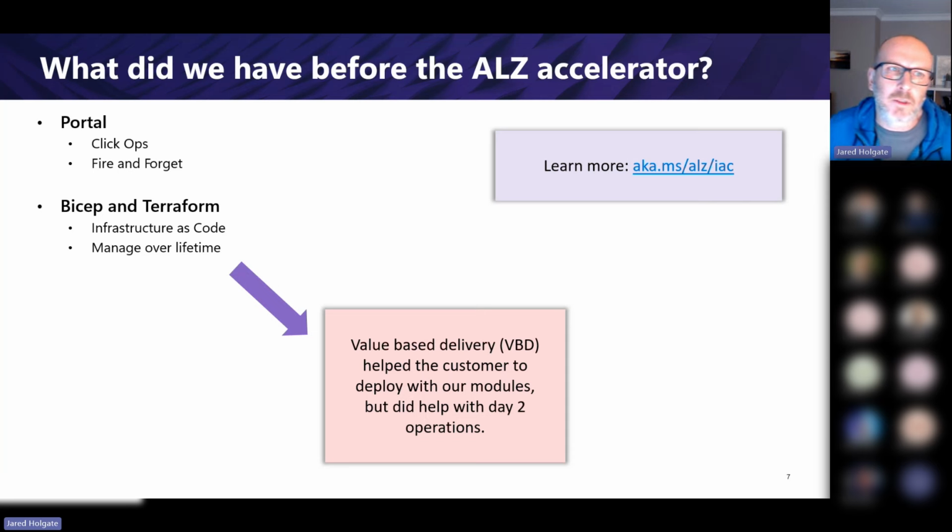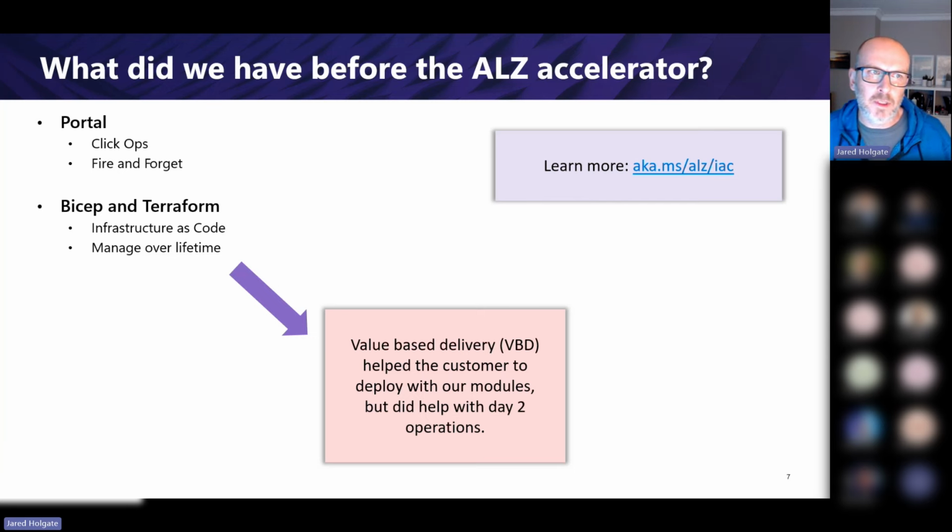So what did we have before the accelerator? So we had a couple of things already. So we had the portal, which is basically our ClickOps approach to deploying an Azure landing zone. So it's fire and forget. So you deploy it once, and then it's not very easy to update it post that.